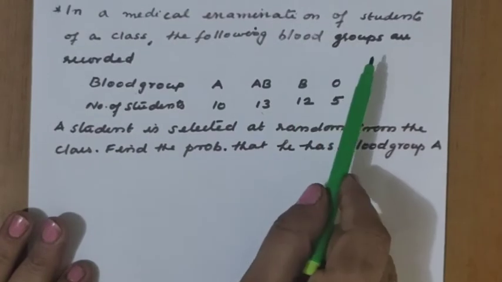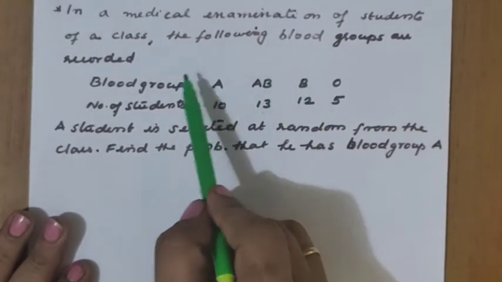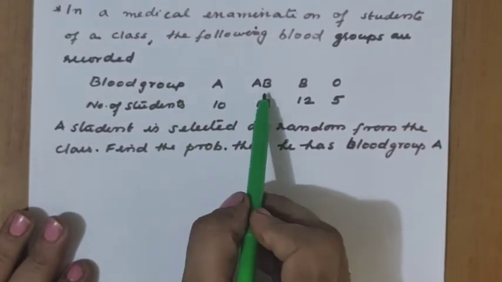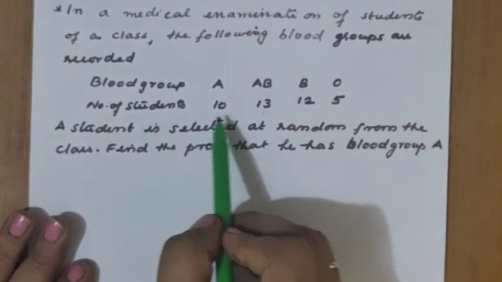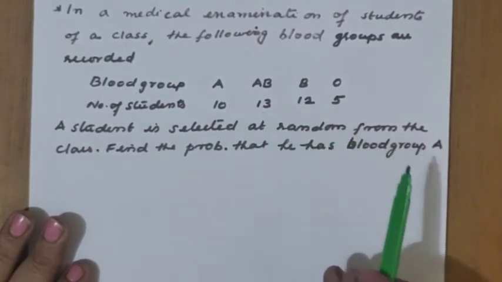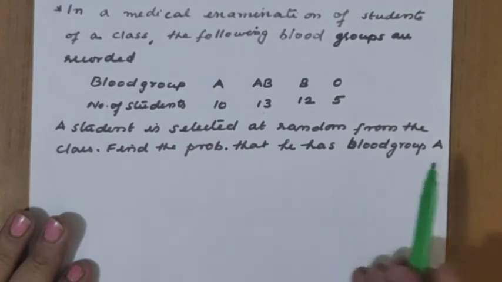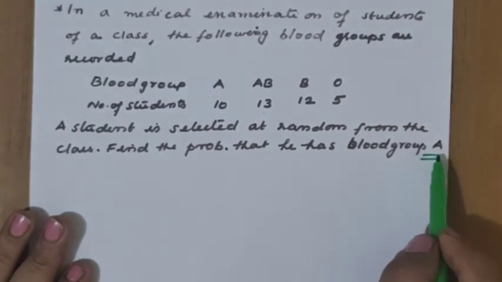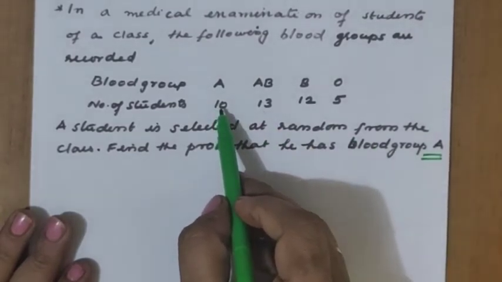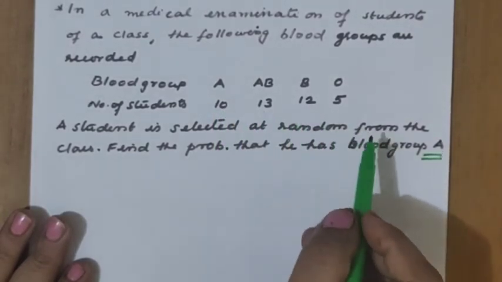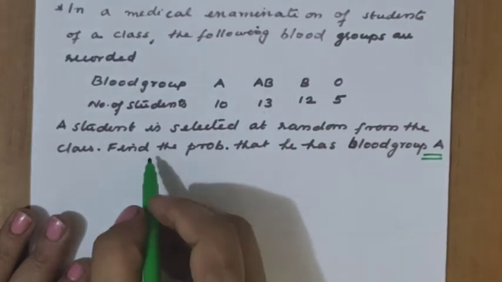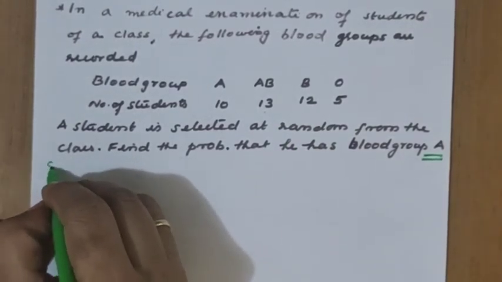In a medical examination of the students, the following blood groups are recorded. Blood group A, AB, B and O. Number of students 10, 13, 12, 5. A student is selected at random from the class. Find the probability that he has blood group A. So our favorable is A only. How many A are there? 10. Now we don't know the total number of students, so just add and see; total number of students is the trials for us.